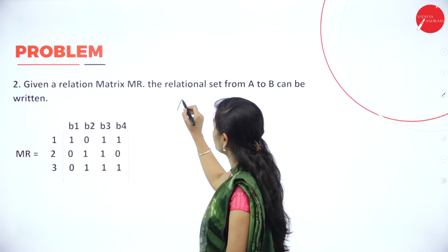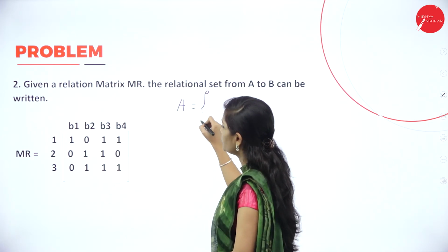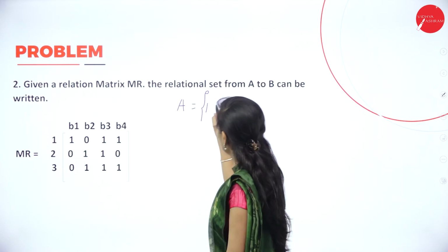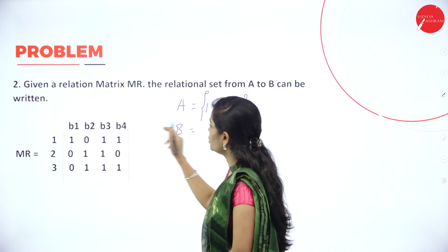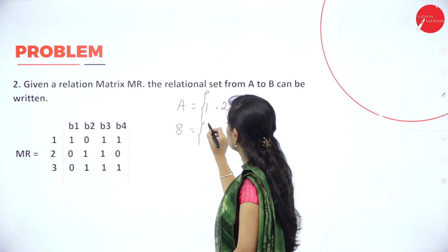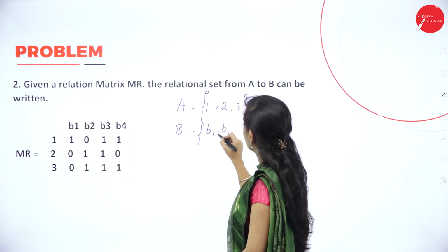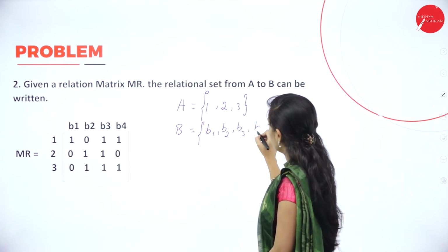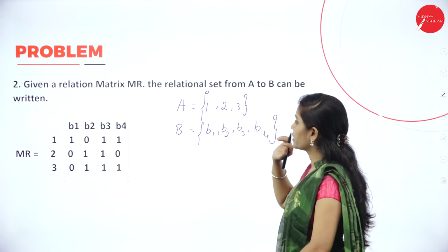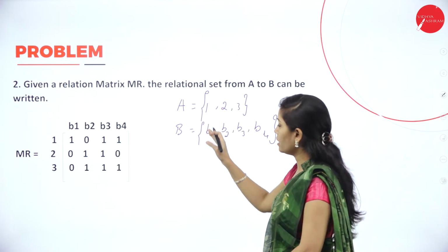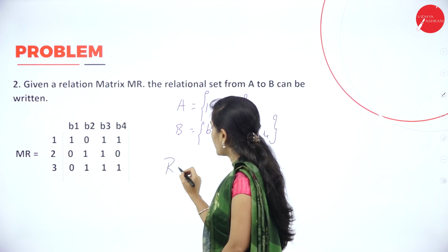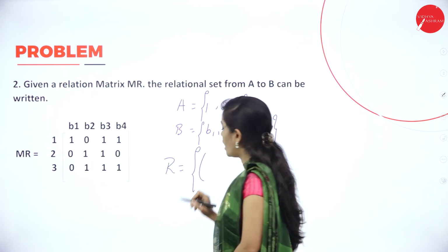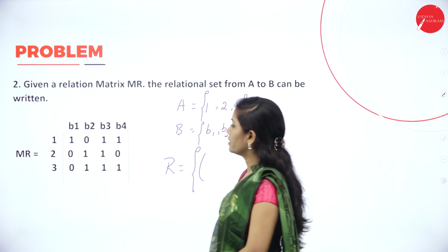So here we have two sets. Set A is equal to 1, 2, 3 and set B is equal to B1, B2, B3 and B4. We have 3 set elements in A and 4 set elements in set B. So here we have to find relation R using this matrix representation.